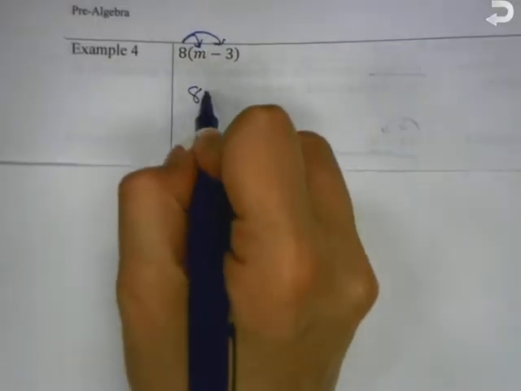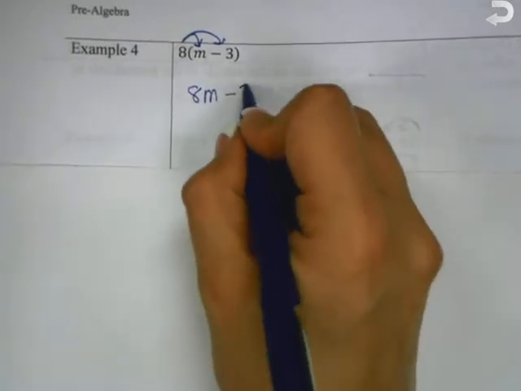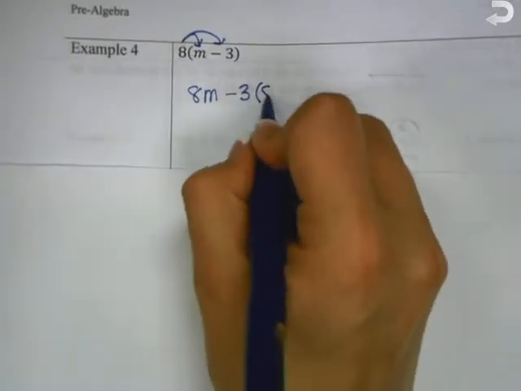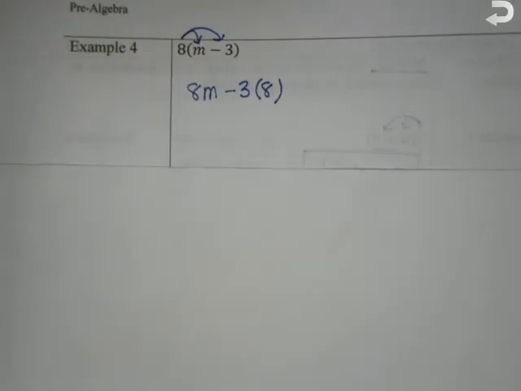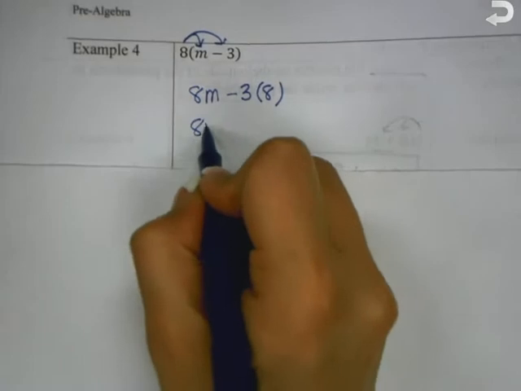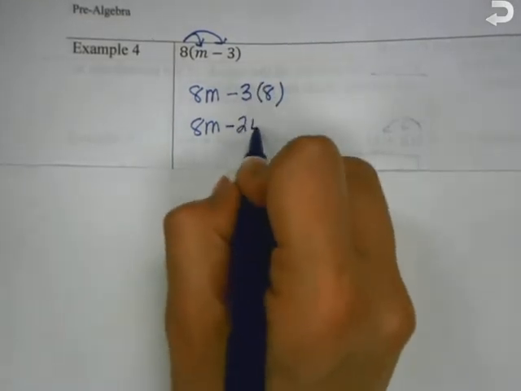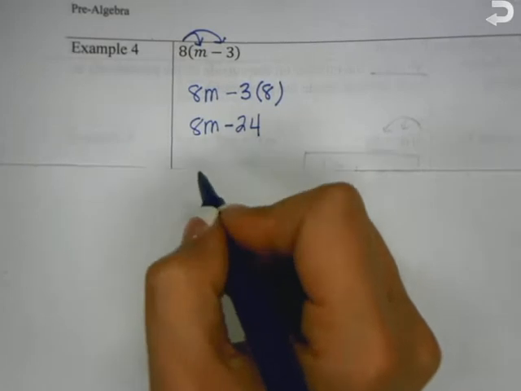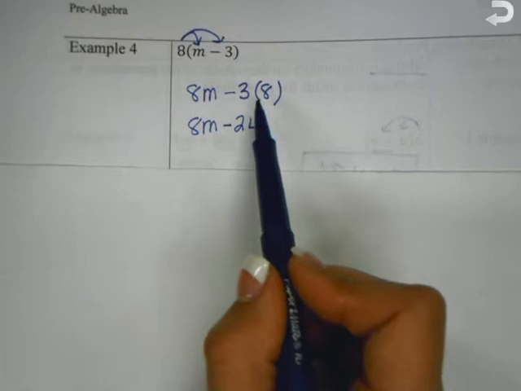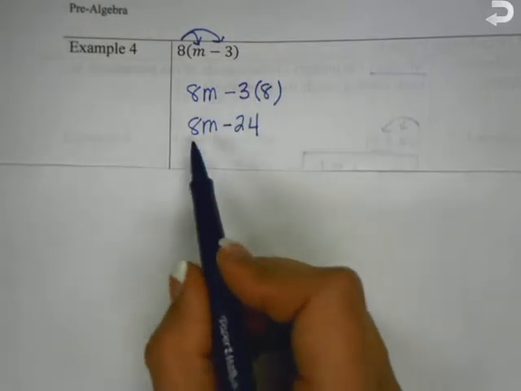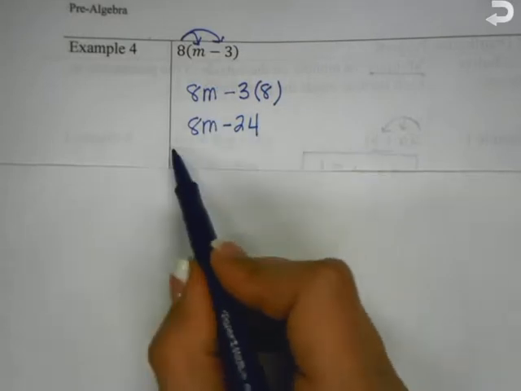Minus, now this is what? Negative 3 times 8, right? So I'm actually going to show that step that we're multiplying them together. So we would get 8m, and negative 3 times 8 gives me? Negative 24. So we do that multiplication out. I just wrote the step to show that that's what we were doing. Now I have 8m minus 24. Can I combine those? No, they are not like terms. So that's our answer.